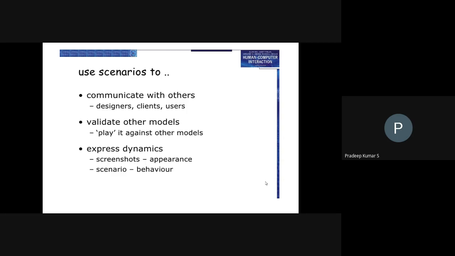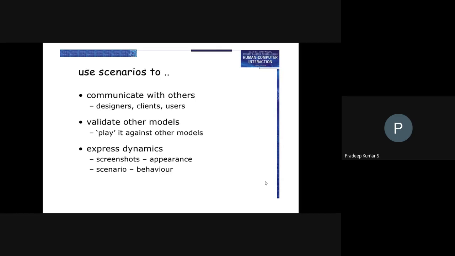Especially here, the user scenario is to communicate with others, validate other models, express dynamics. Communicate with the others: that is the designer, client, user. Validate other models: for example, the video player, play games. Express dynamics: that is a screenshot. For your project, if you are unable to run the application, you have to send the screenshot of the project. From the given set of input, from the given set of conditions, whether it reaches the successful output or not, that is a scenario.